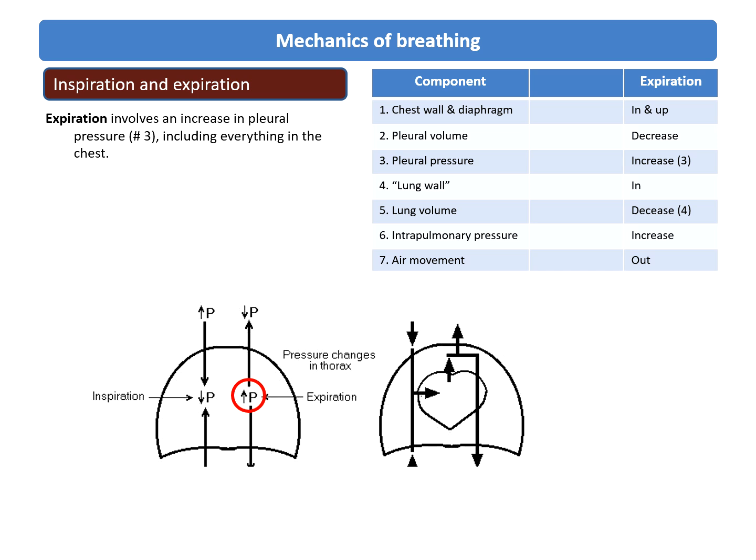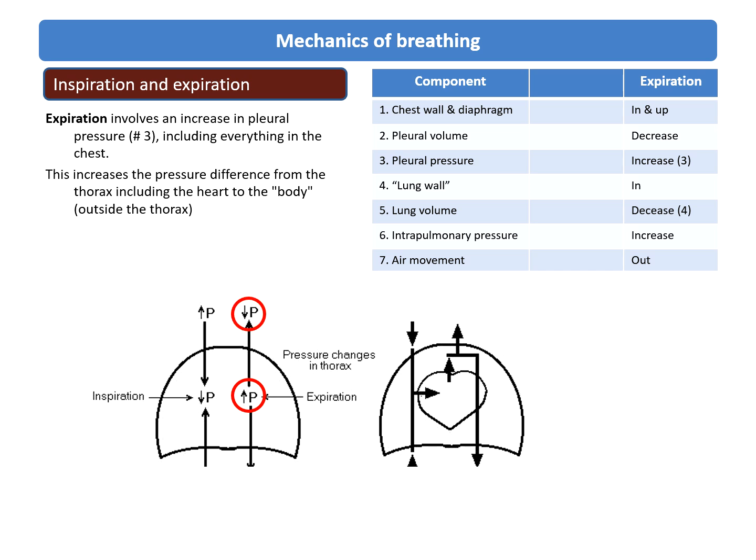Expiration involves an increase in pleural pressure, number 3. That includes everything in the chest. This increases the pressure difference from the thorax, including the heart, to the body outside of the thorax. So this increases blood flow from heart into the systemic arteries.